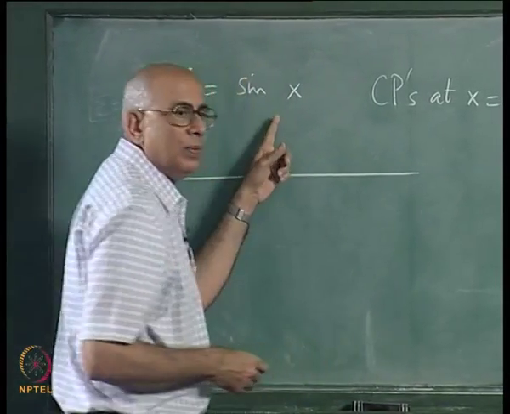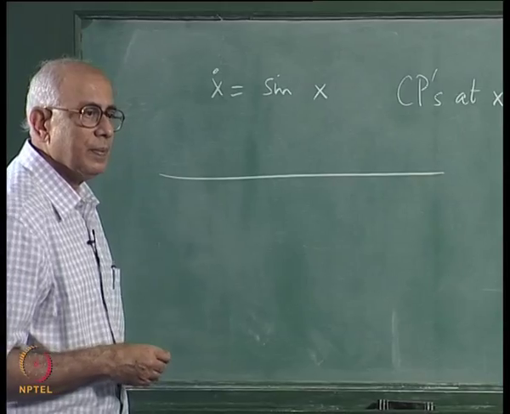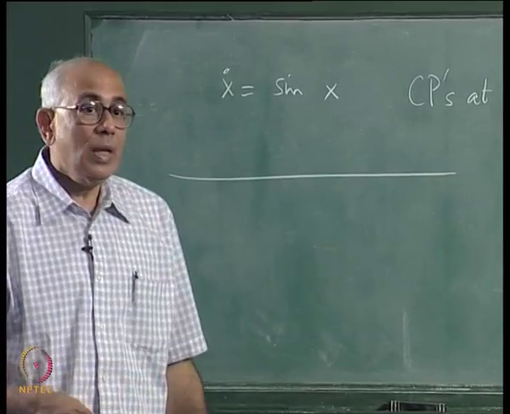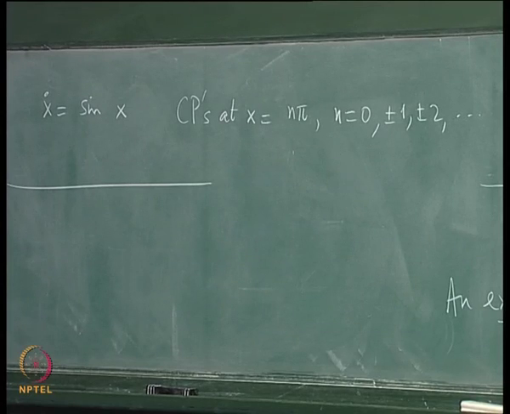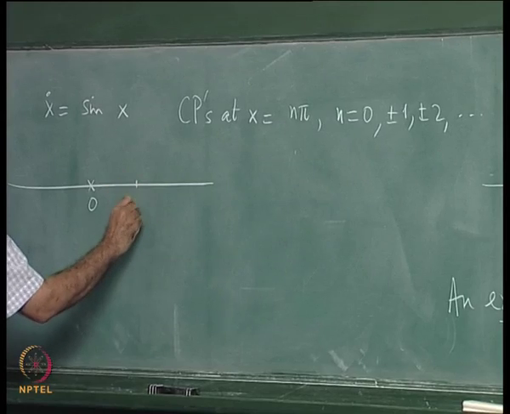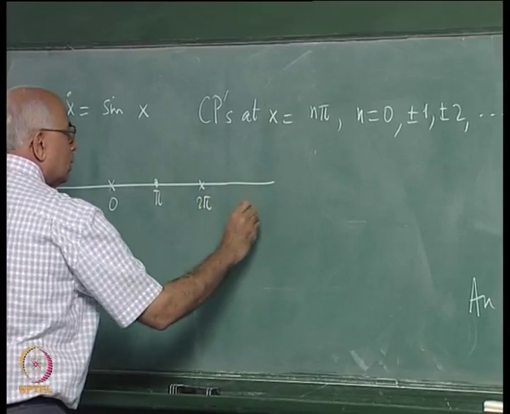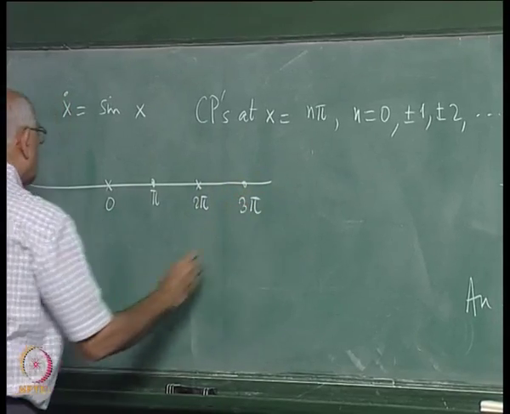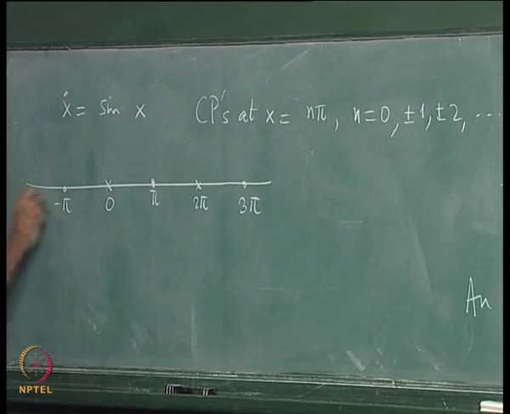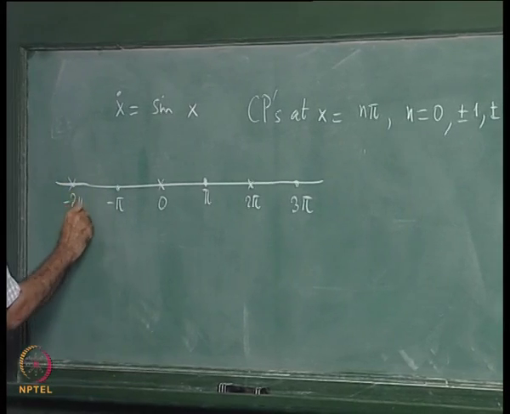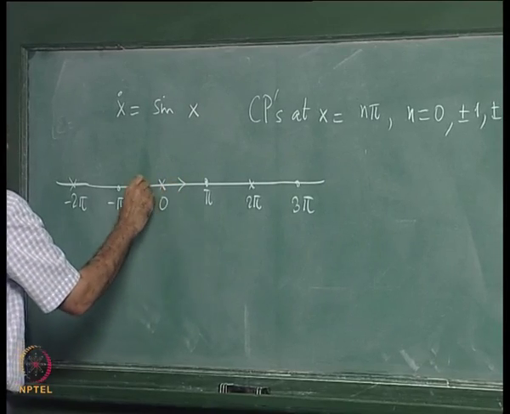What happens near 0? You need to linearize sin x near x equal to 0. What is the leading term in sin x at x equal to 0? X itself, and it has a positive coefficient. So is x equal to 0 a repeller or an attractor? It is a repeller. So we know that 0 is a repeller, in which case we immediately know that pi is an attractor, and therefore 2 pi is a repeller and 3 pi is an attractor, and likewise minus pi, minus 2 pi and so on. Therefore the arrows should go off like this.